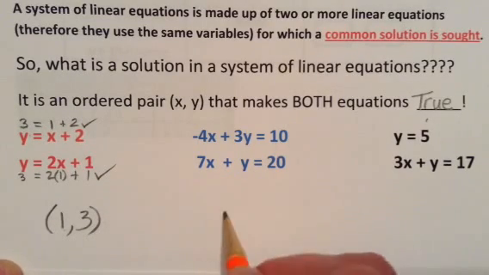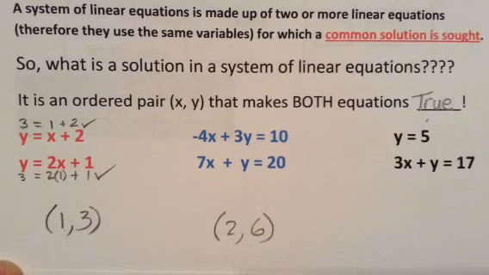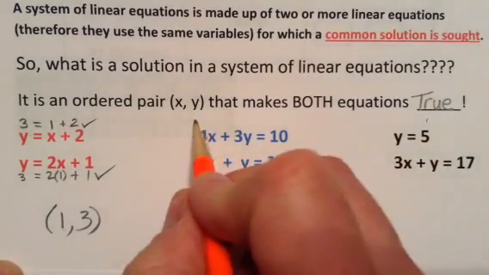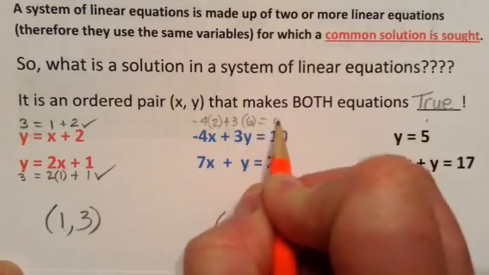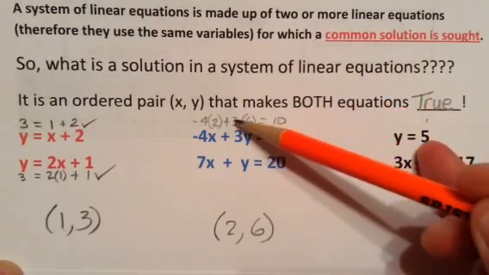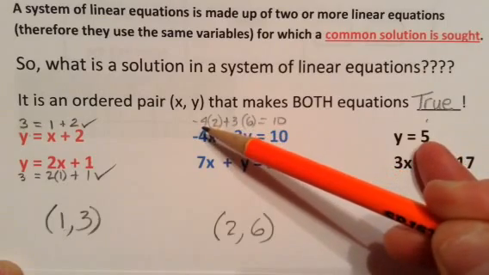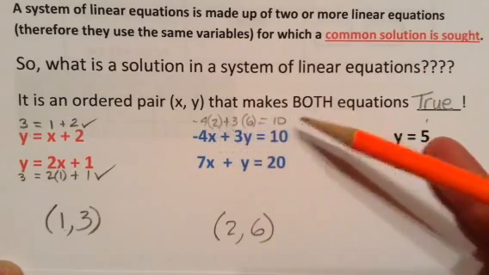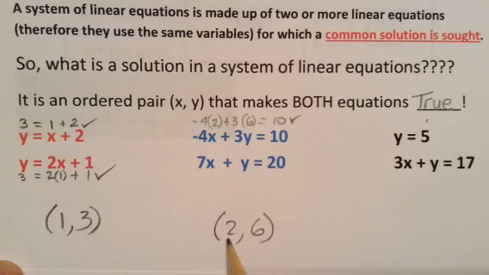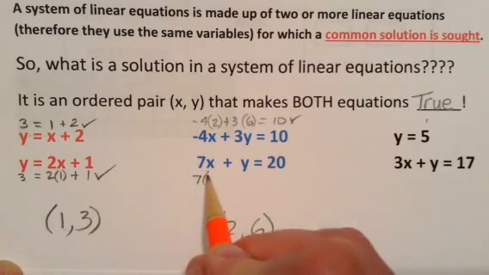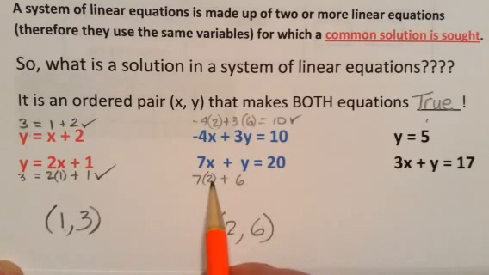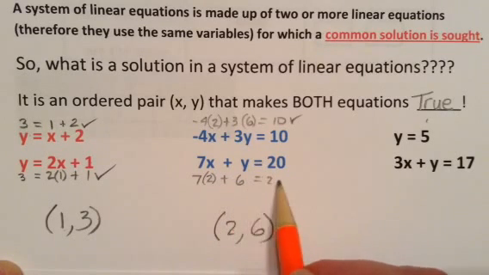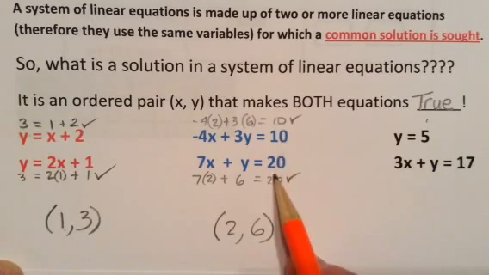The solution for the blue guys is (2, 6). X is 2, y is 6. If we come over here, 3 times 6 is 18. Negative 4 times 2 is negative 8. Add them together, you get 10. Works in the first guy. Let's see if it works down here. 7 times 2, that's my x value. My y value is still 6. That's 14 plus 6, and shazam, what do you know? It works there. So this guy is a solution to this.